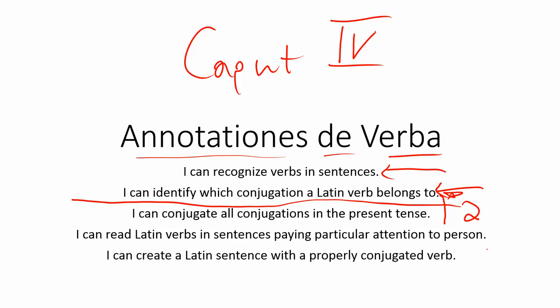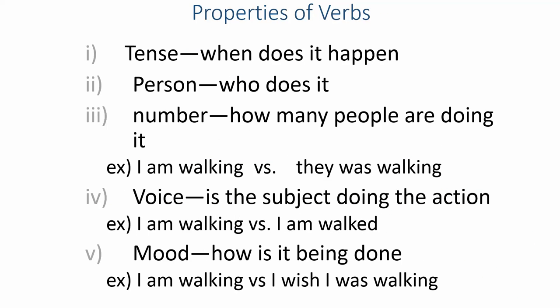Those are level 2s. I can read Latin verbs in sentences paying particular attention to person. That's our mastery skill. That's where you want to be. I can create a Latin sentence with a properly conjugated verb. That's our whoa bomb diggity skill, where I hope we all get. So let's talk about verbs.